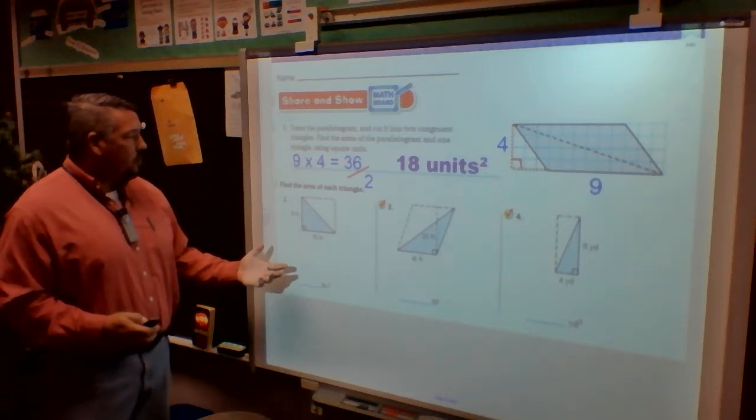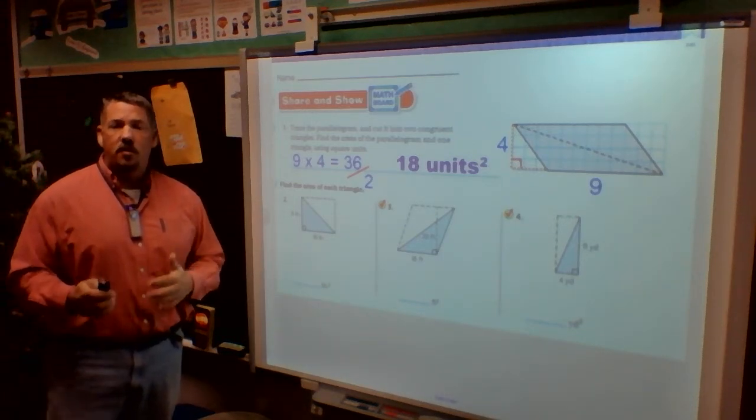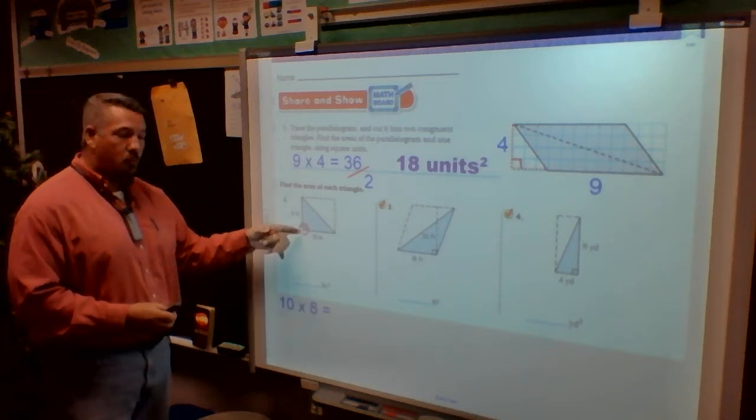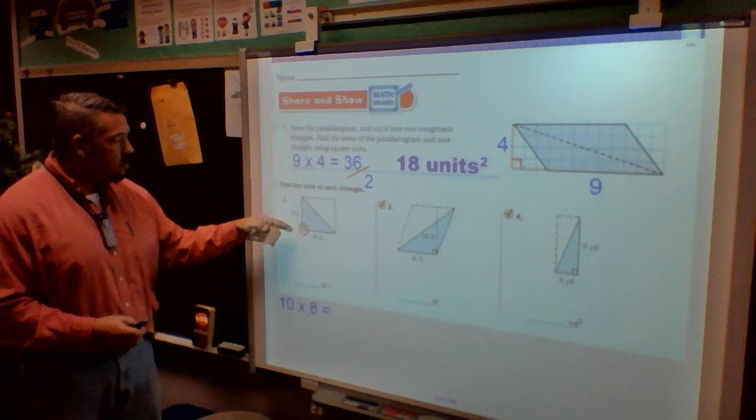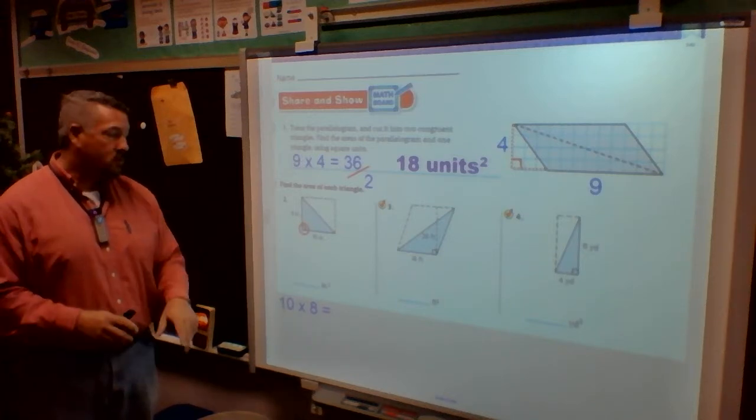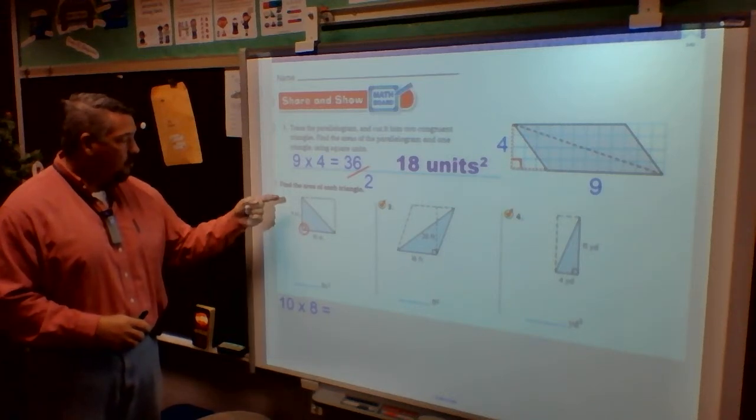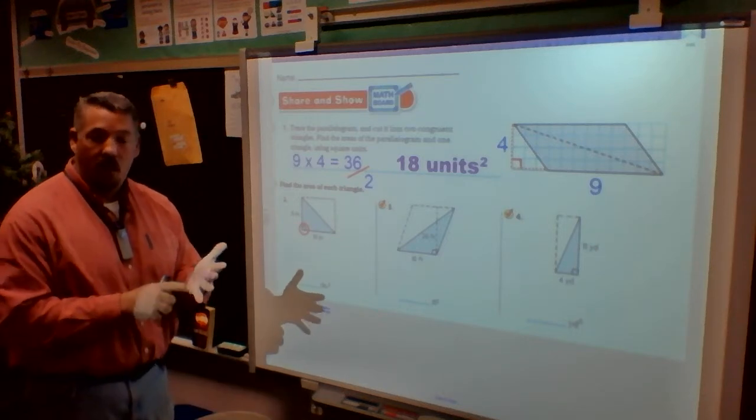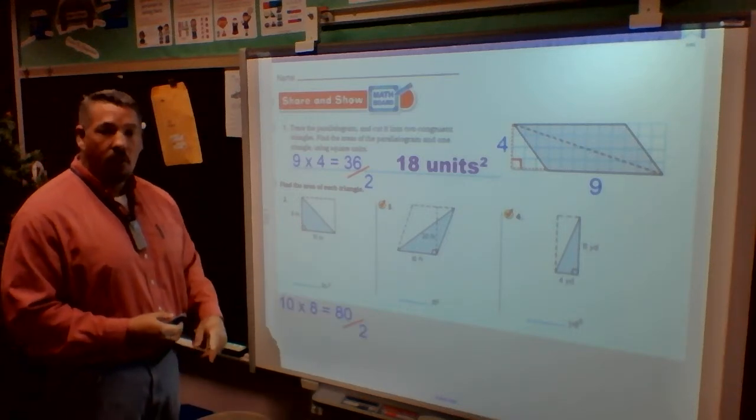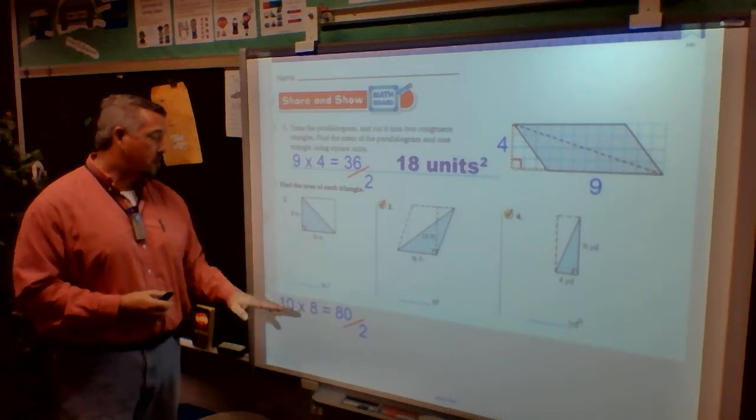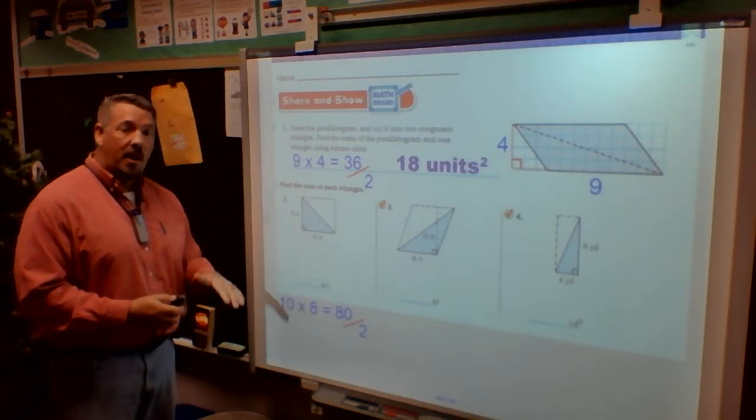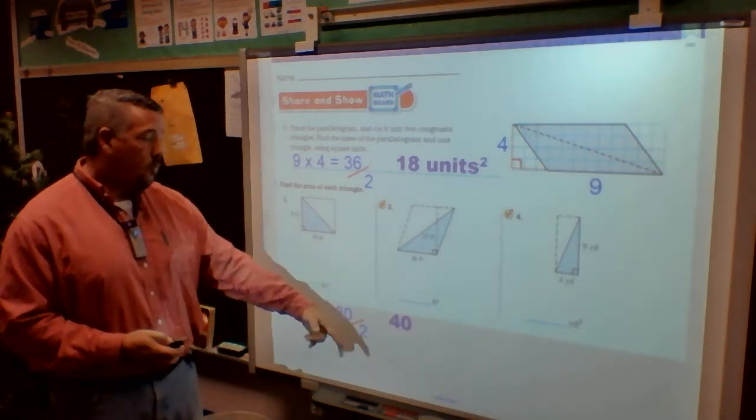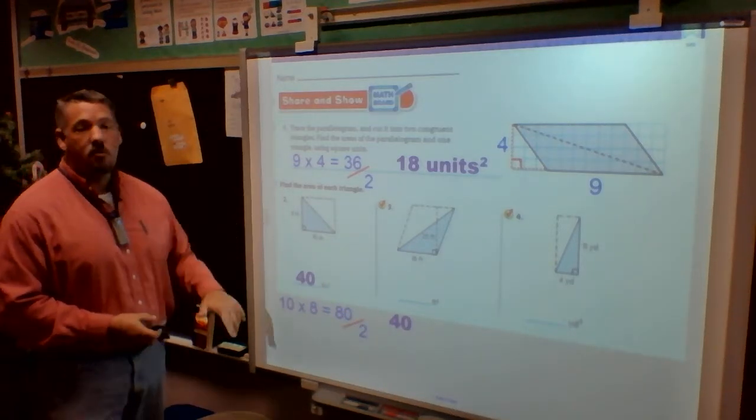So when I look at number 2, find the area of each of these triangles, I'm always going to start where? I always start where the right angle is, and those are my 2 measurements that I use. My base is 10, my height is 8, so I multiply those together. 10 times 8 equals 80, and then I have to divide by 2 because we're talking about the triangle. So 80 divided by 2 tells me that I have a measurement of 40. 40 what? 40 square inches.